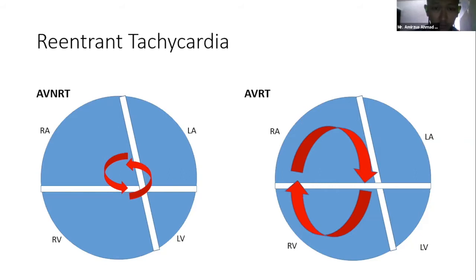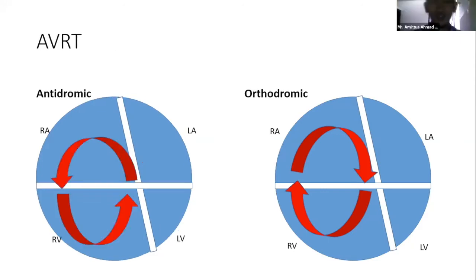Okay, in AVRT, I only have 5 minutes left. In AVRT, there are two types of AVRT: antidromic tachycardia and orthodromic tachycardia. Antidromic tachycardia conducts antegrade to the pathway, but orthodromic tachycardia conducts antegrade to the AV node.